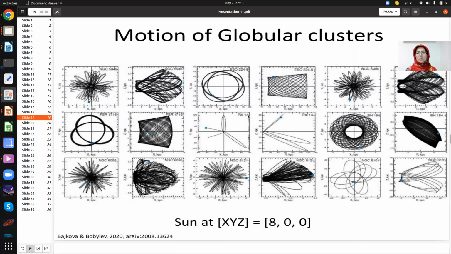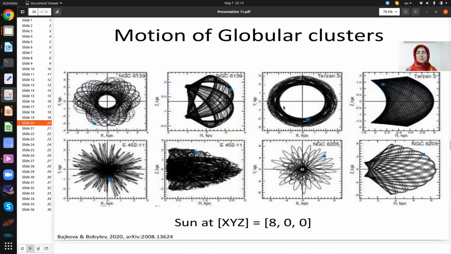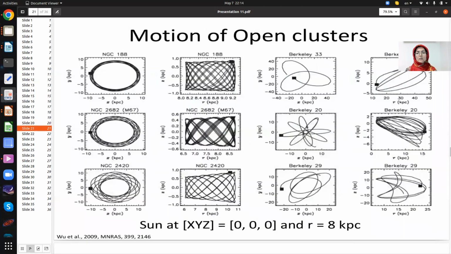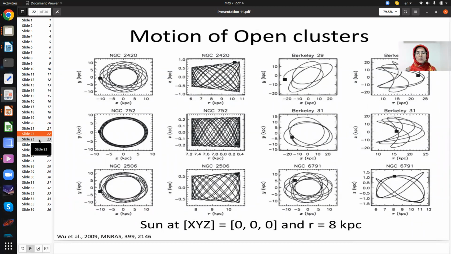Here we have a different motion of globular clusters, and we can say most of the globular clusters are symmetric because they survive the influence of gravitational pull or the differential rotation of the Milky Way. Also, you see some symmetry, and the shapes are more like each other than open clusters, which have different shapes. Open clusters do not survive the influence of gravitational pull or the differential rotation, so their shapes are different.